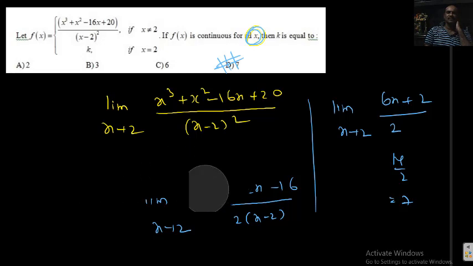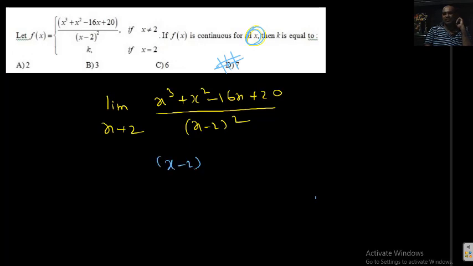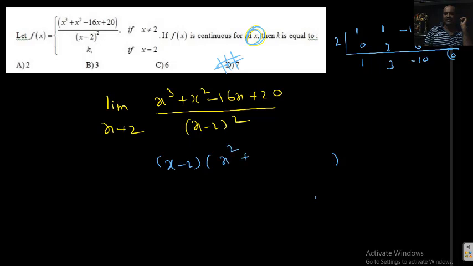Or you can use the factorization method also. Actually x minus 2 is one of the factors of the numerator. x minus 2 into something, that something you can find by using Horner's method of synthetic division. Here 1, 1, minus 16, 20, then 0, 2, 1, 2, 3, 6, minus 10, minus 20, 0. This is nothing but x square plus 3x minus 10.